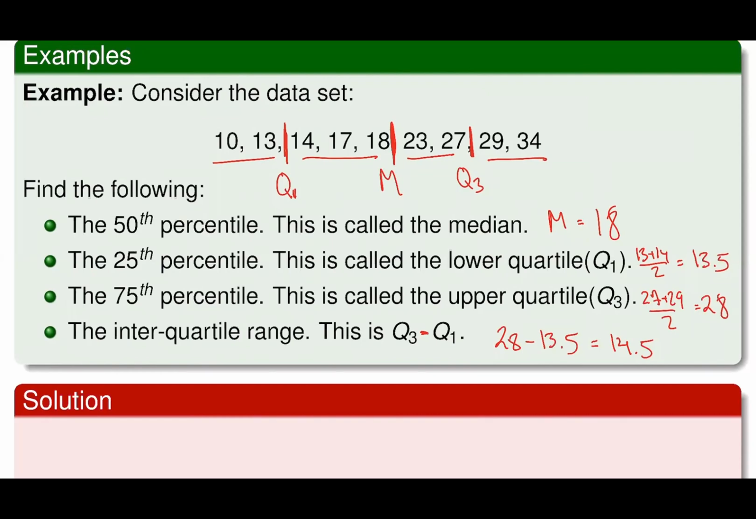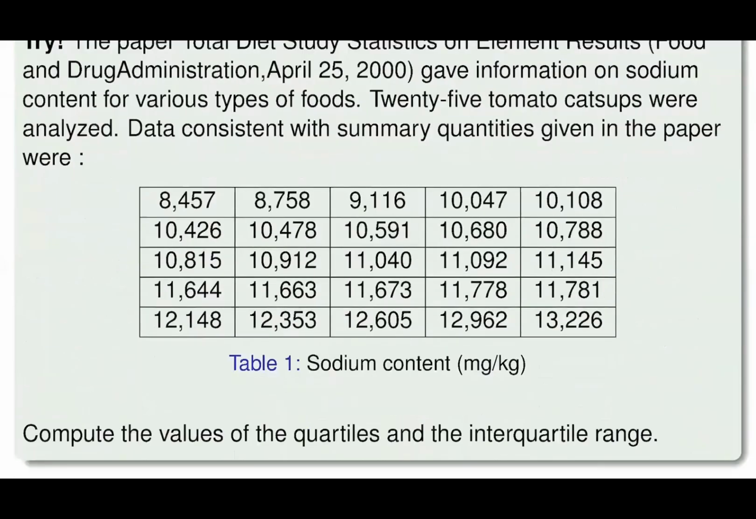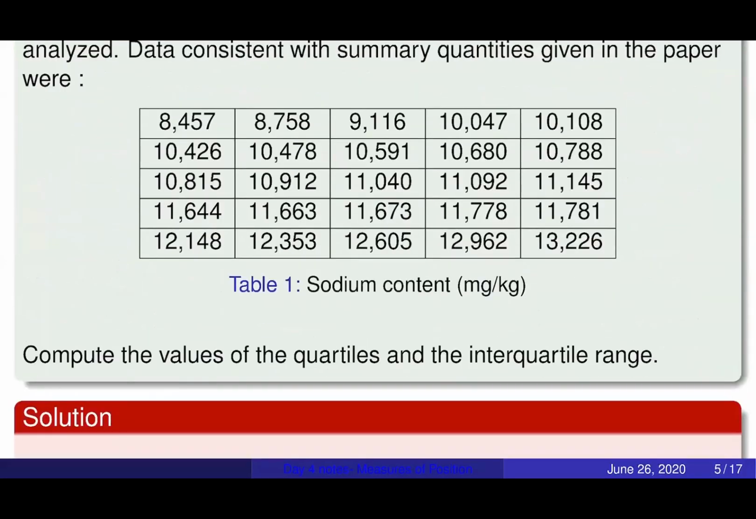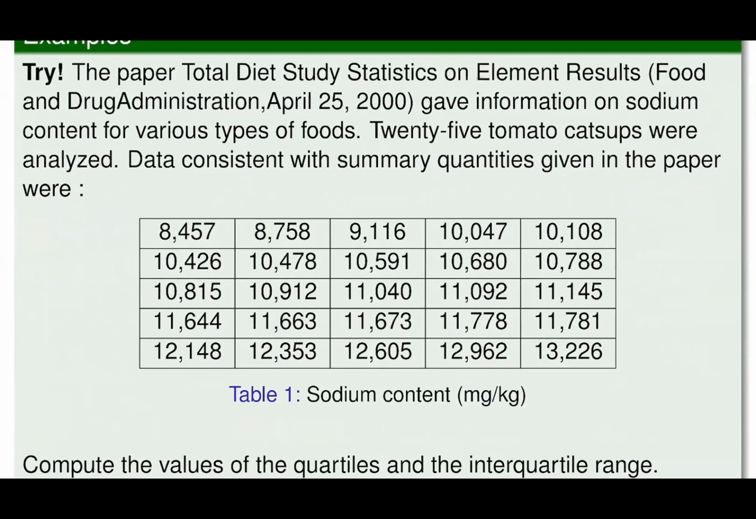All right, so let's try the next example. The next example will have bigger values. This one says the paper on total diet study statistics on element results from the Food and Drug Administration, April 25th, 2000, gave information on sodium content for various types of food. 25 tomato capsules were analyzed and the data were as follows. So this is how much sodium each capsule had.